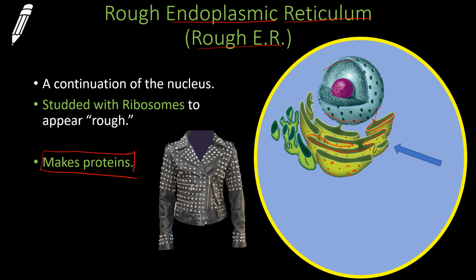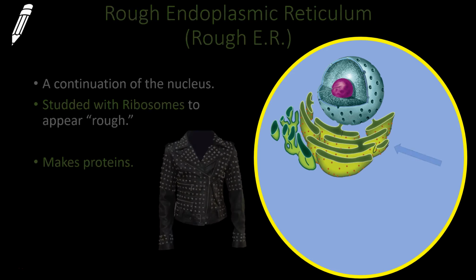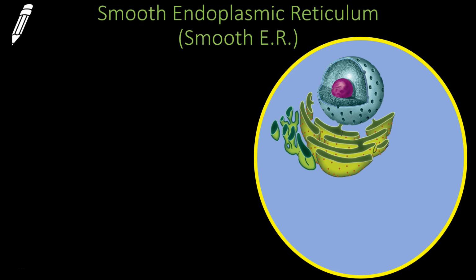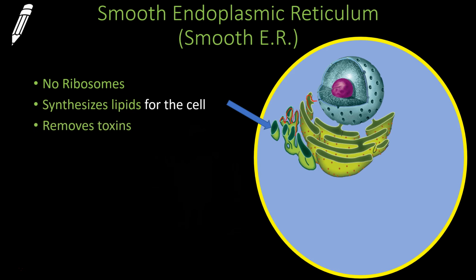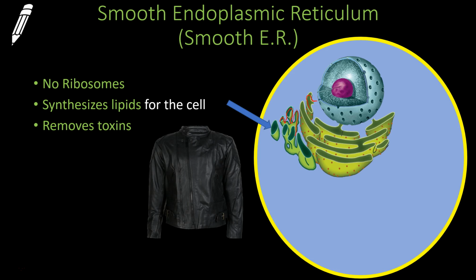Now let's talk about the smooth ER. The smooth ER, or the smooth endoplasmic reticulum, is always connected to the rough ER. And remember, the rough ER is always connected to the nucleus. Now, the smooth ER does not have ribosomes. It does not have those little studs on it. So I think of the smooth ER as just a regular leather jacket with none of those rhinestones, none of the stones.